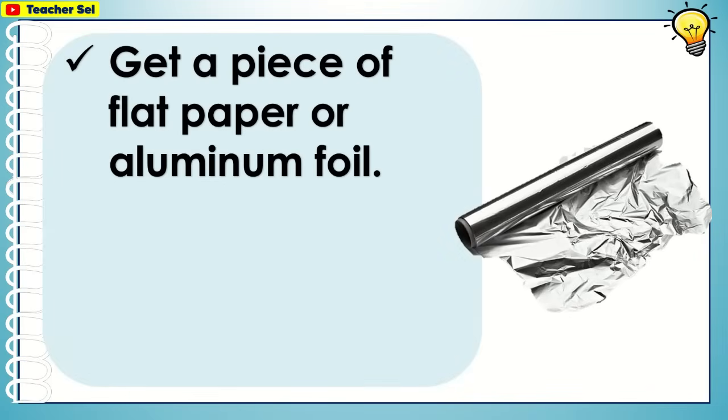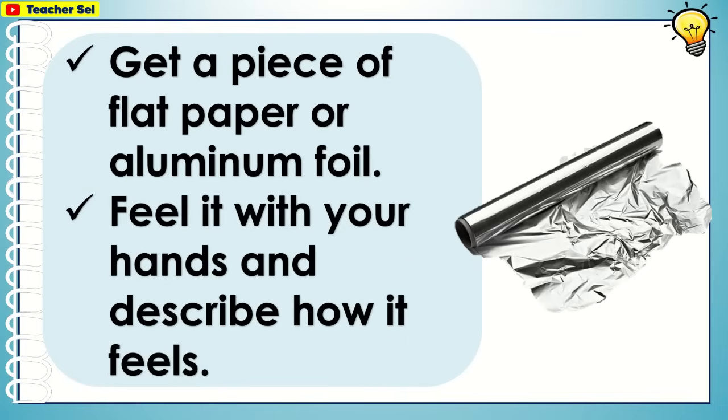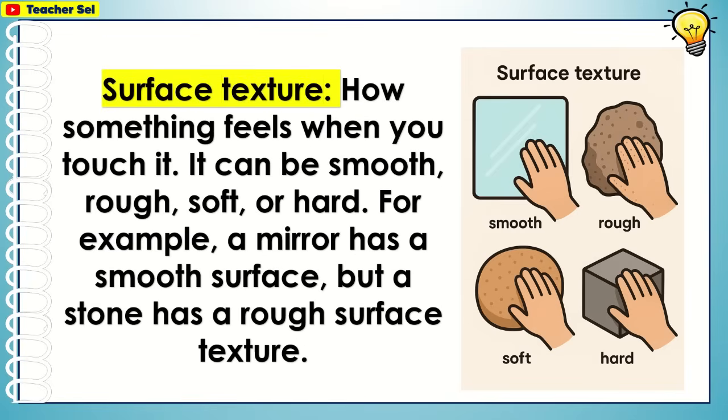Get a piece of flat paper or aluminum foil. Feel it with your hands and describe how it feels. Surface texture, how something feels when you touch it. It can be smooth, rough, soft, or hard. For example, a mirror has a smooth surface, but a stone has a rough surface texture.